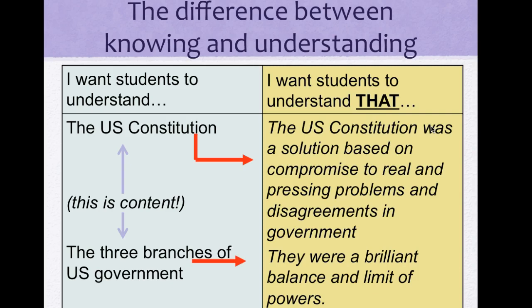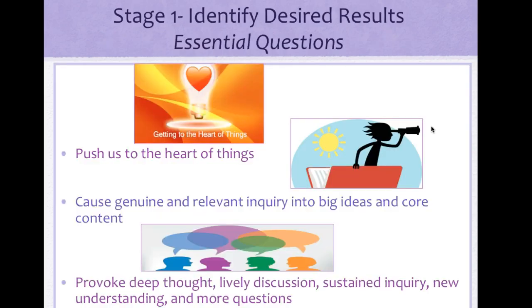So we talked about this just a minute ago. The U.S. Constitution was a solution-based compromise to real and pressing problems. That's a really big understanding. How would you make that into an enduring understanding smaller for students? You have to think about that. We would if we were together.